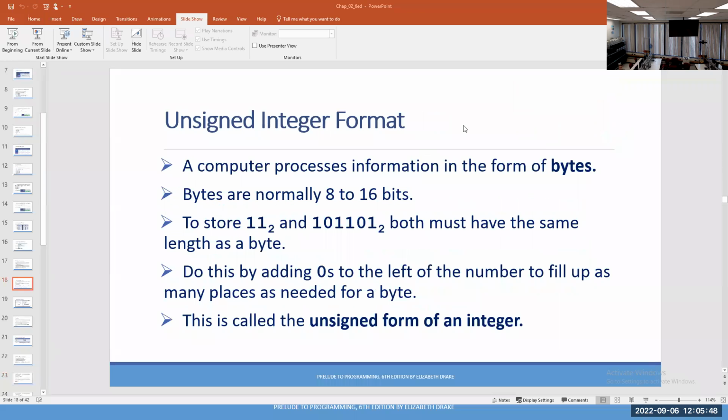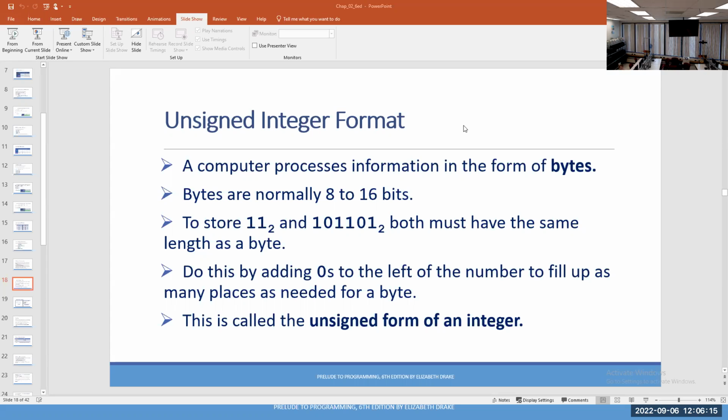Now, the first one is unsigned. Unsigned means non-negative, it can be 0 or positive here. So the computer processes information in the form of bytes. You know that 1 byte means you have 8 bits here. So bytes are normally 8, 16 bits or 24 bits, whatever it is. It's always a multiple of 8 bits here.